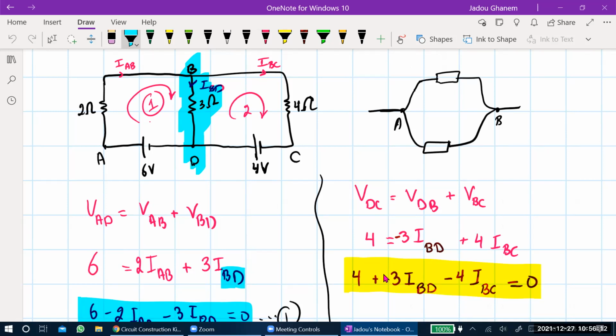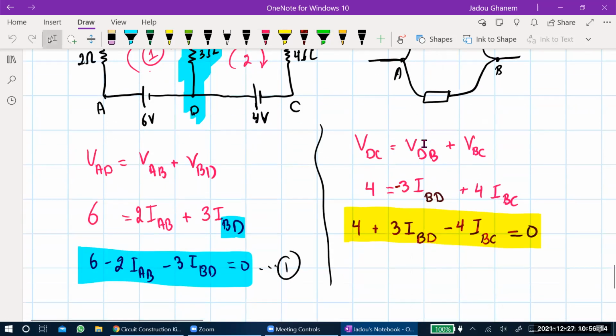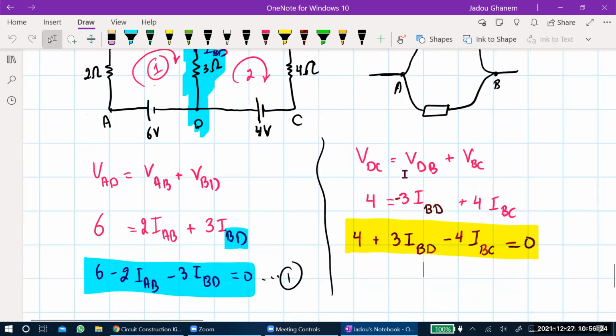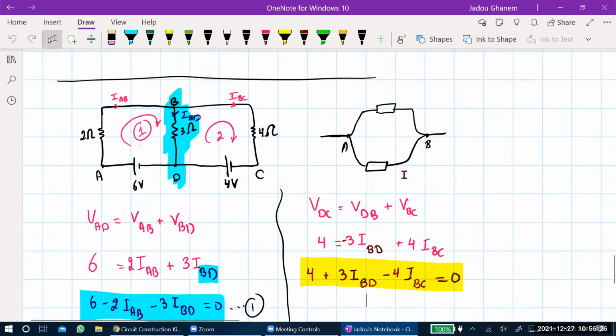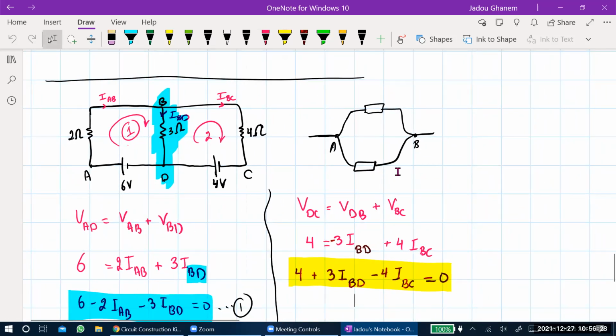Oh, okay. Fine. Now we have two equations, right? But how many unknowns do we have here? We don't know two values here. Two values, IBD and IBC. Yeah, that's what we can see.